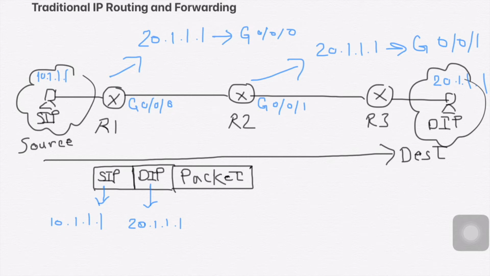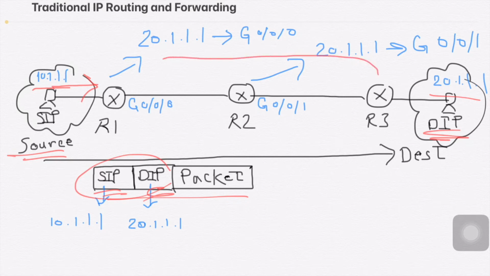We have the source device with an IP address 10.1.1.1 that needs to communicate and send packets to the destination IP address on the right hand side of the network. The destination IP address is 20.1.1.1. The source will send the packet, and the packet header has the source IP address and destination IP address, to be sent to the first router in the network, R1.